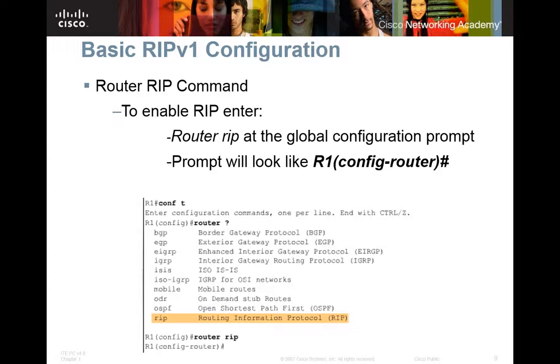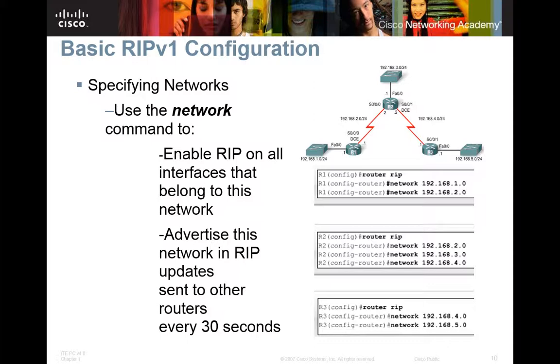How do I do it? When you get to the config prompt, your prompt will just say R1 config. Right here, you type in router rip. That's it. Now you're configuring the Routing Information Protocol. Then I specify the networks that it's going to attach to. In this instance, network 192.168.10.0.